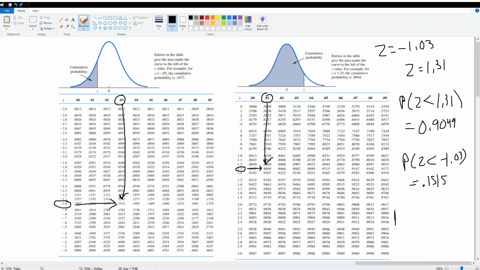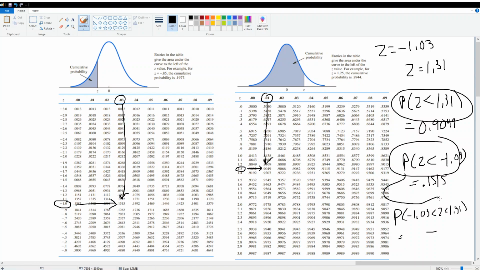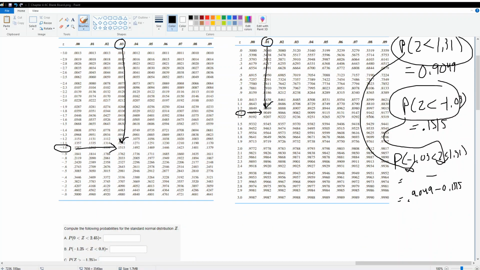So therefore, if I asked you what are the chances of our z-score being in between these two z values, that is equal to this minus this. I'm sorry, other way around. So that would be 0.9049 minus 0.1515, which is 0.7534. That's it. Nothing else to it.